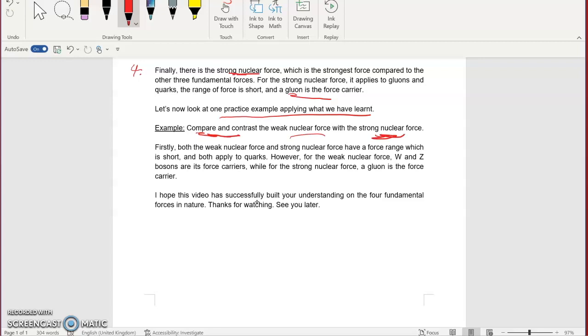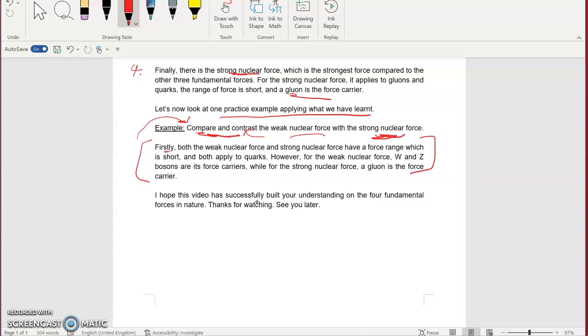Firstly, let's define what compare and contrast really asks us to do. So basically, to compare means to give similarities, and contrast means to provide differences. Therefore, our answer should be something like this.